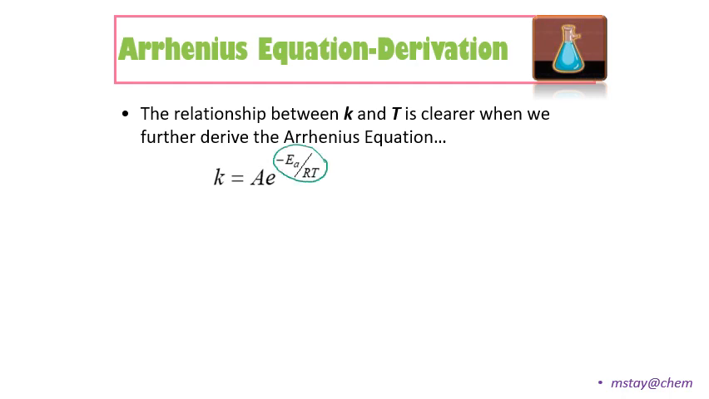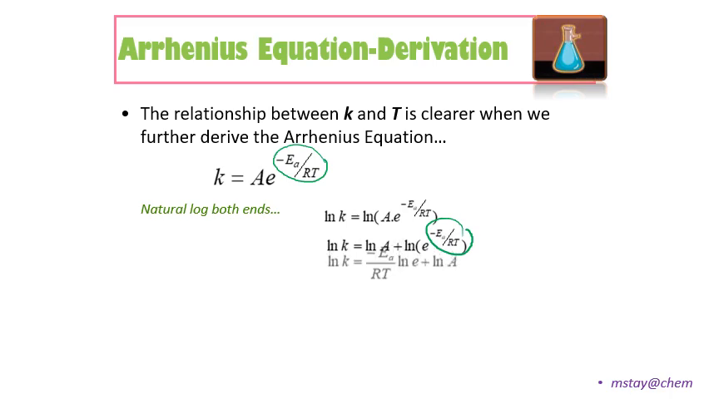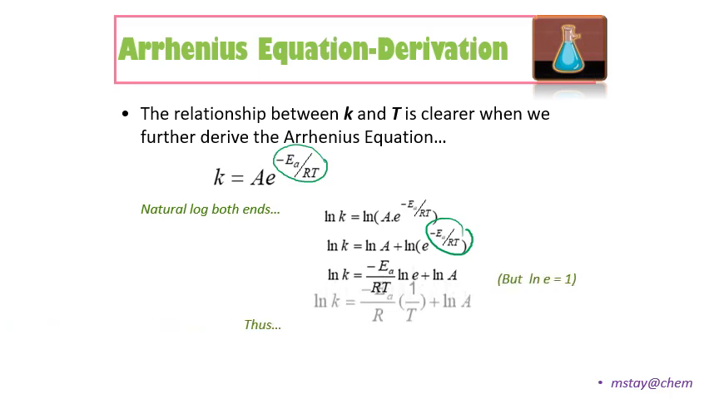To make the calculation easier, we take natural log on both sides. When we rearrange, it becomes ln A plus ln E. Again, we move the power in front, so we get ln K equal to negative EA over RT, ln E, plus ln A. But since ln E is equal to 1, finally we have this formula: ln K equals negative EA over R, times 1 over T, plus ln A.